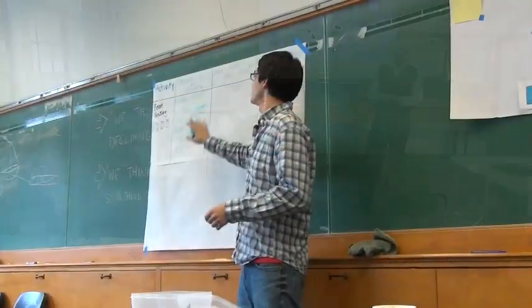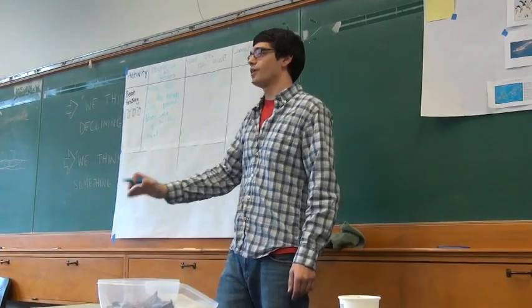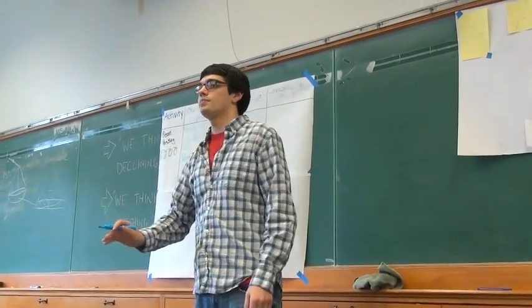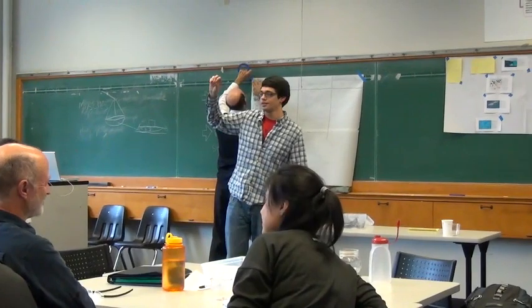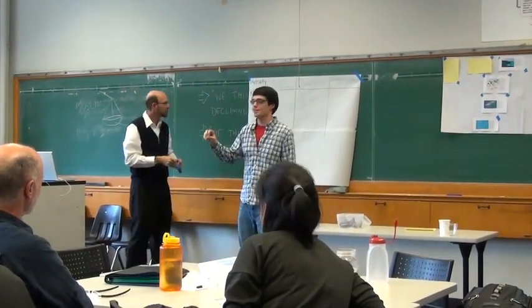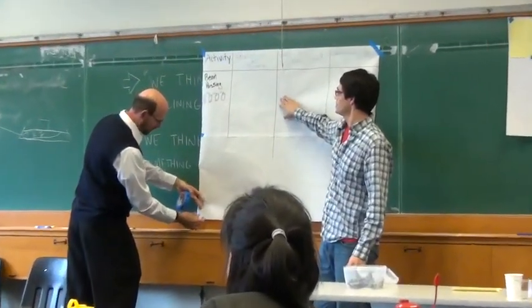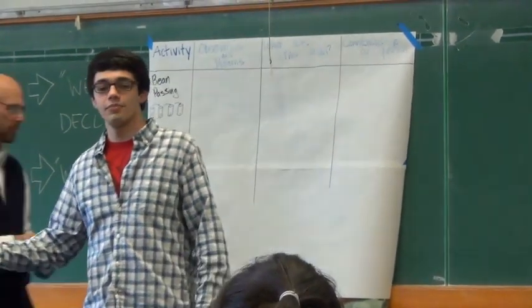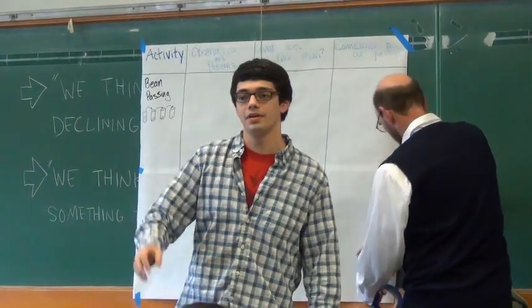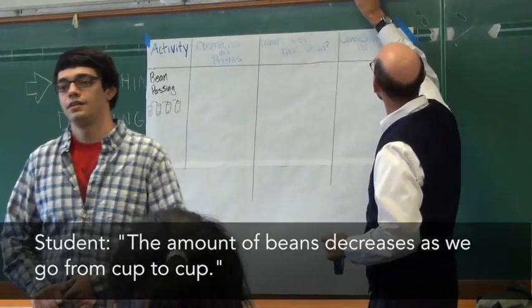Right. At the end of class, one of my novices helps us complete the last of our 3 practices, which is creating a knowledge product that reflects what we now think we know about the activity and its relationship with our explanation for the anchoring event. So we're going to make our summary table for our bean passing activity. So I want to know first, what kind of observations and patterns did you guys make? What did you see going on with the amount of beans as we went from cup to cup? Kimmy? The amount of beans decreases as we go from cup to cup.